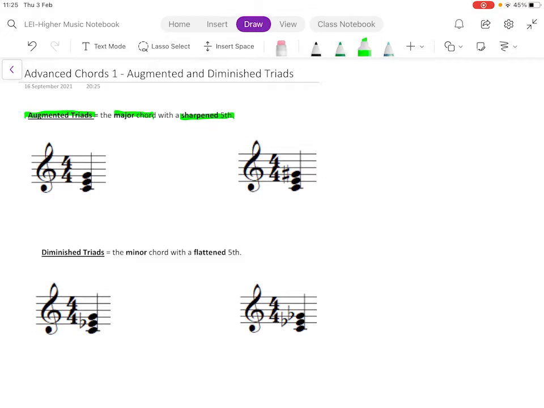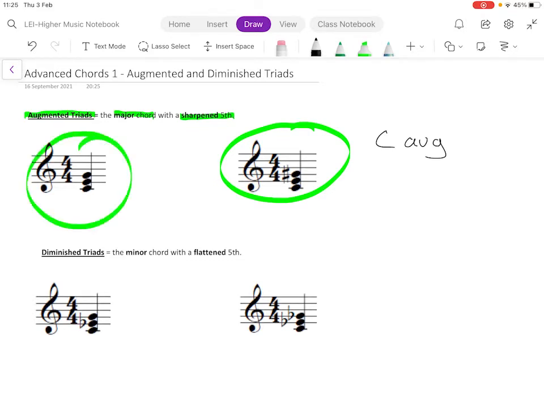So if we look on the right here, this is an example of an augmented chord, and in this case, this is C augmented. So I'm just going to write C aug. And to work out that that's C aug, like I was saying before, you need to know your major and minor triads. Obviously, over on the left here, let's just remind ourselves what a C major chord is. We've got C, E, and G. C is the first, E is the third, G is the fifth.